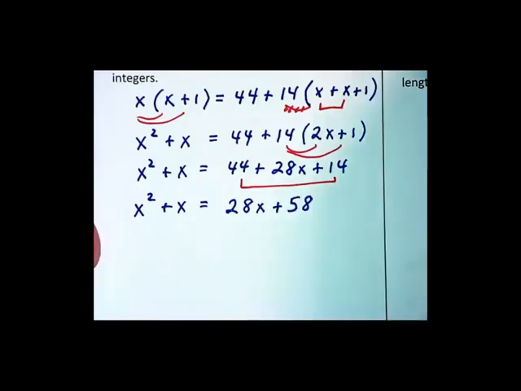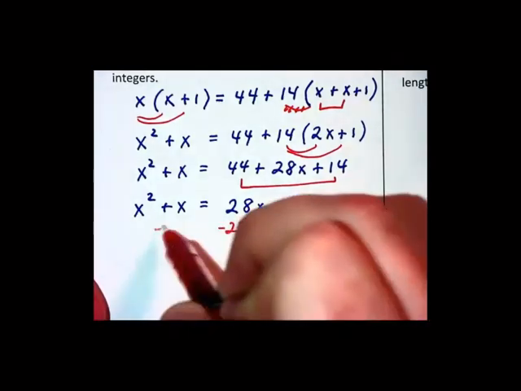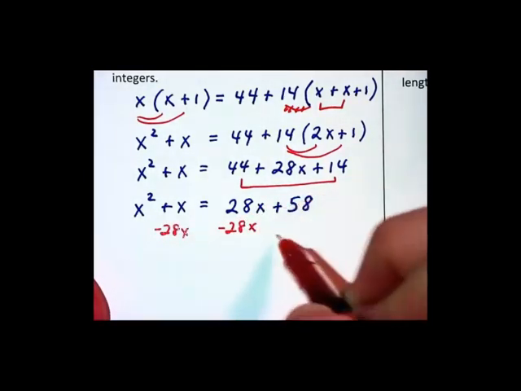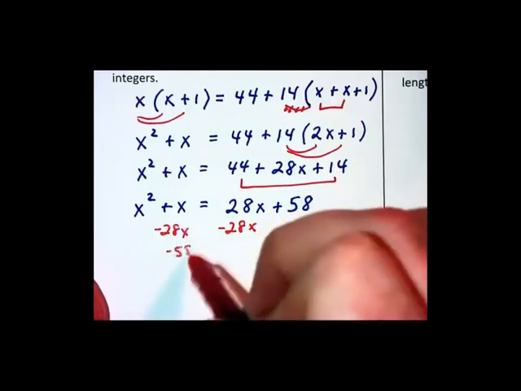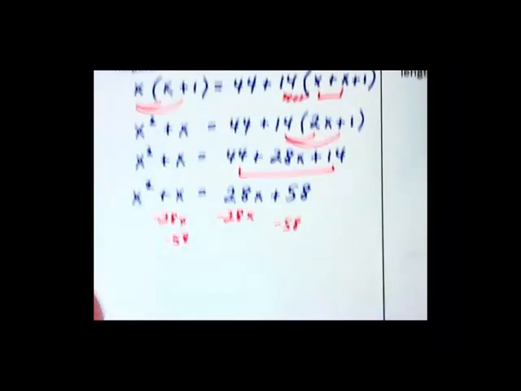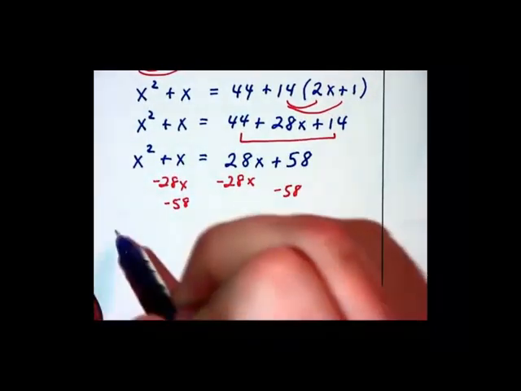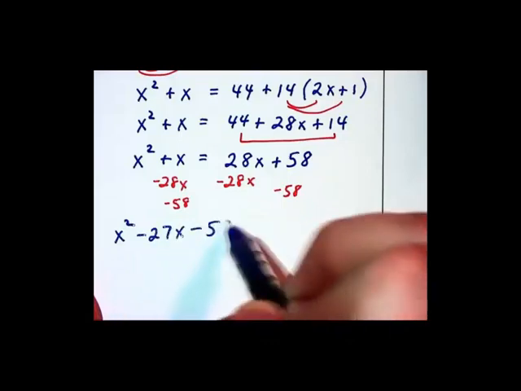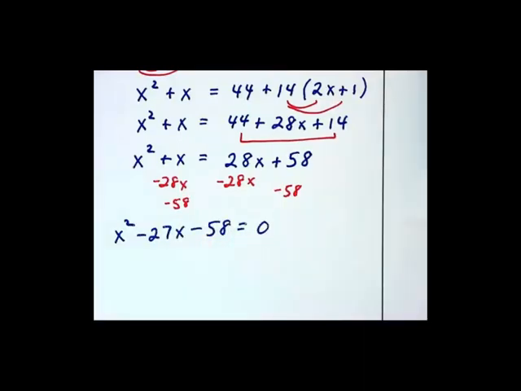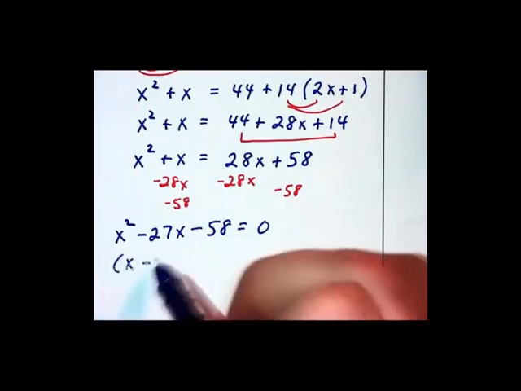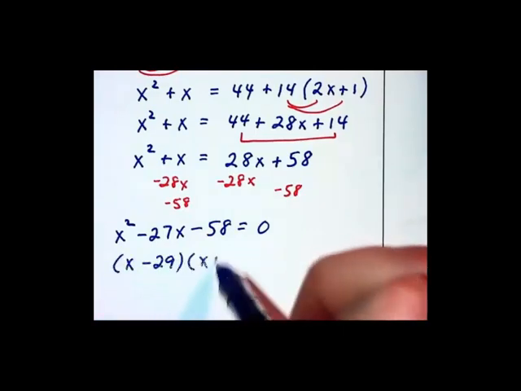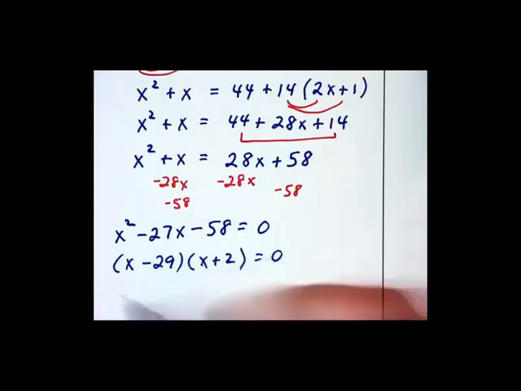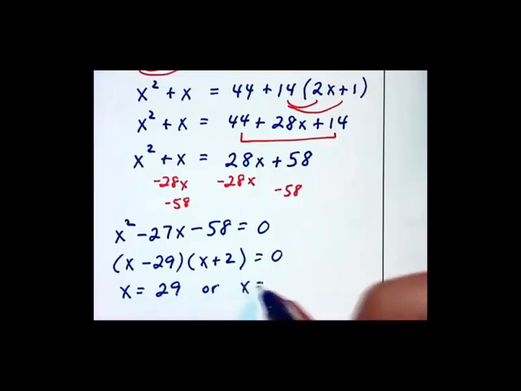Now there's nothing that I can do on each side separately, so I'm going to subtract the 28x off of each side, and I'm going to subtract off that 58 also. So on the left hand side I'm going to have x squared minus 27x minus 58 equal to 0. That is going to factor into x minus 29 times x plus 2, and we're going to have two solutions of positive 29 or negative 2.